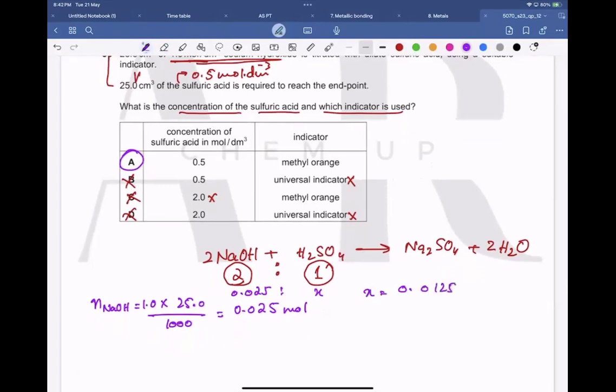No, we can use thymolphthalein. We can use a proper indicator which shows a different color in acid and a different color in base, but not at every pH does it show a different color. That's why we don't use universal indicator.